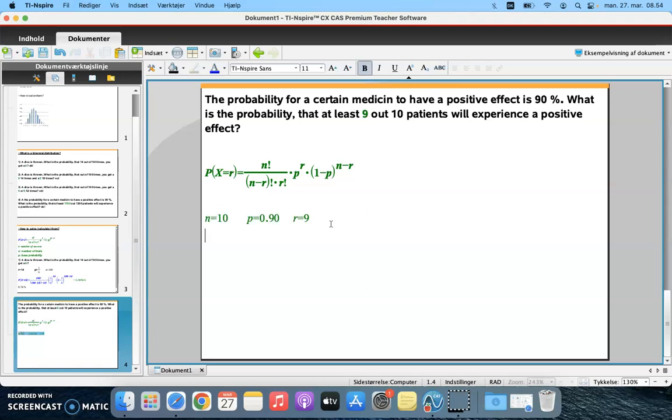So you have to change the R. Okay? You cannot get more than 10 because there are only 10 patients. You cannot have 11 patients that will experience a positive effect if there are only 10 patients. So here we have the number of trials, which is exactly the same with the base probability, but the R, which is our stochastic variable, it will change, right? So what we have to do now is to calculate this with R equals 9, and then we have to calculate it with R equals 10, and then we have to add them, and you have your answer.